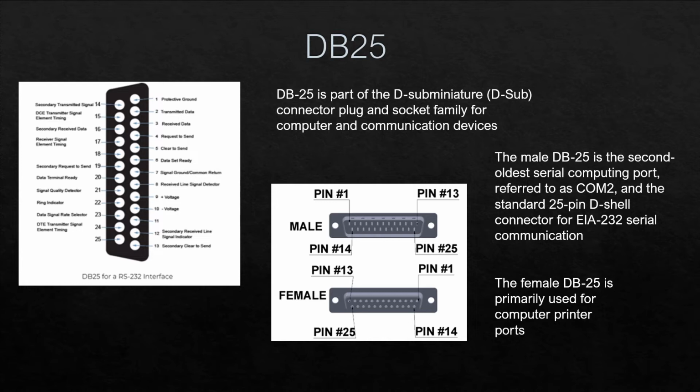The male DB25 is the second oldest serial computing port, referred to as COM2, and the standard 25-pin D-shell connector for RS232 serial communication. Various RS232 communication devices use the male version. The female DB25 is primarily used for the computer printer port. Almost all computers contain only one DB25 female parallel port.